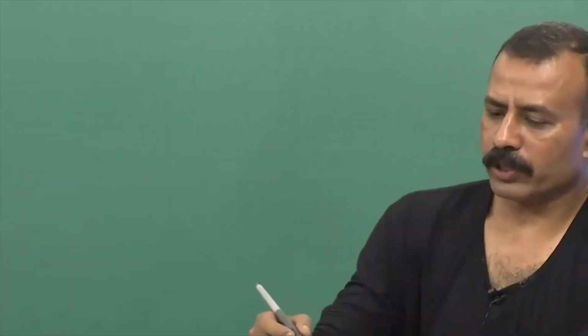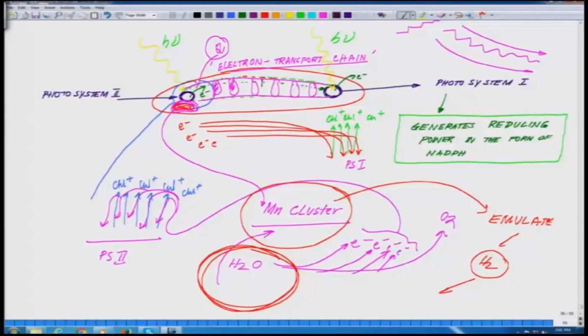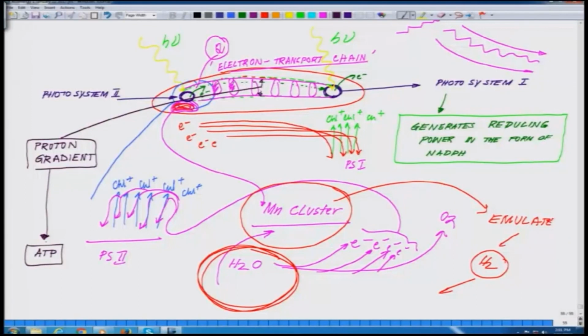So, coming back to the slide, across this membrane, what you see is something called a proton gradient, and this proton gradient is critical in generation of ATP or adenosine triphosphate, the other molecule. So, you have talked about one molecule which is NADPH, the other molecule we talk about is called the ATP.